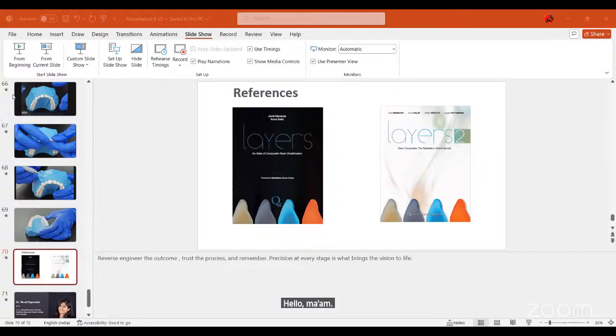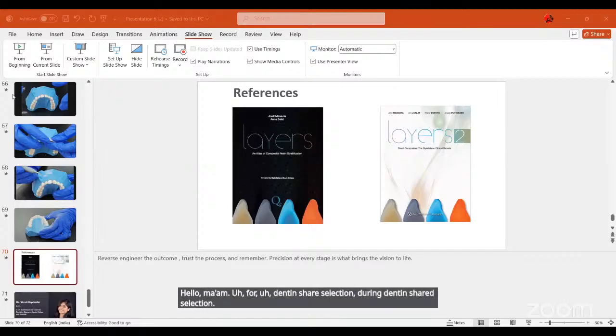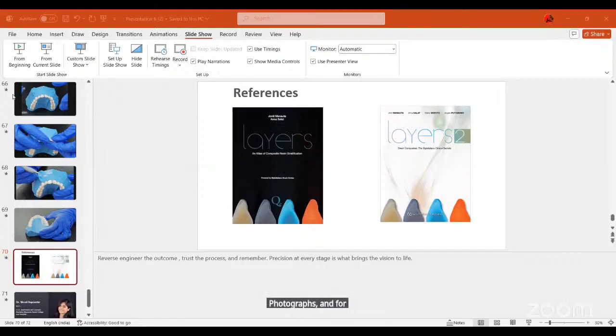Ma'am, during dentin shade selection, we use chromatic photographs, and for enamel, we use black and white. Yes. Then for body shade, which shade, both?